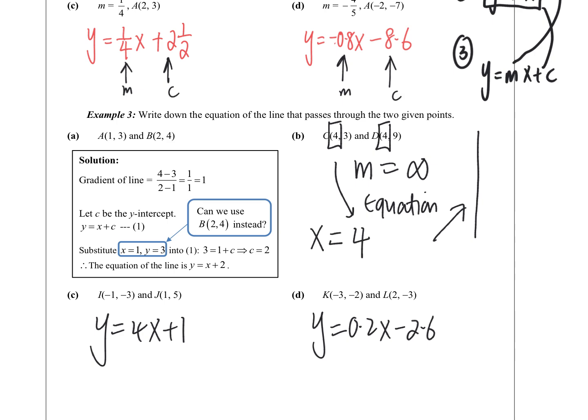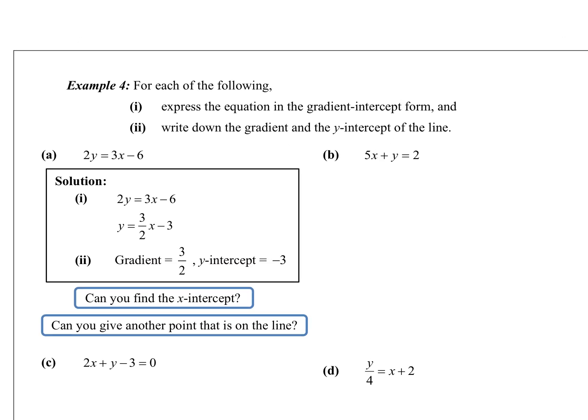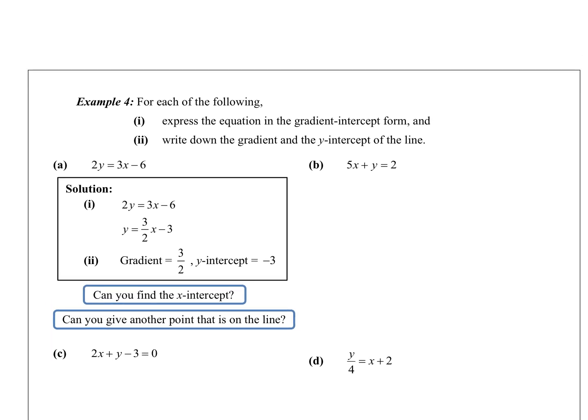Okay, let me do 4 together now. This one, they say, can you write your equation in gradient intercept form? Meaning, this is just another word to represent this. Gradient intercept form means this. This is your gradient, intercept. So when they use this word, don't panic. They just want you to write your answer in this way.